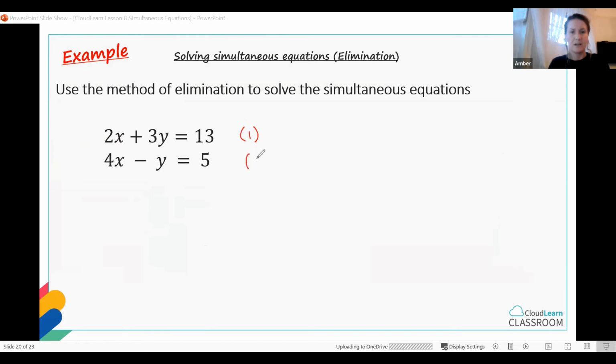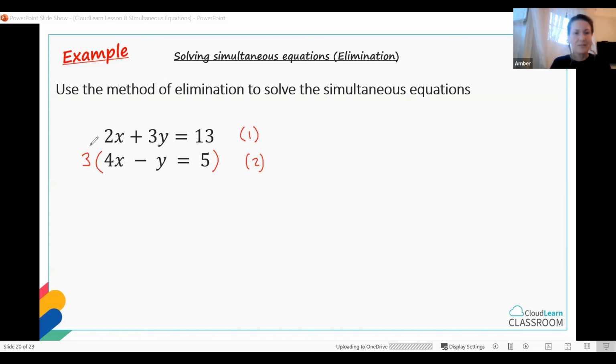So I'm going to number them 1 and 2. And now I could choose to change it to be the x's the same. I'm going to choose to make the y's the same because I did the x's the same last time. So I'm going to multiply this whole second equation by what number? Yes, the whole second equation by 3, just checking everyone's listening.